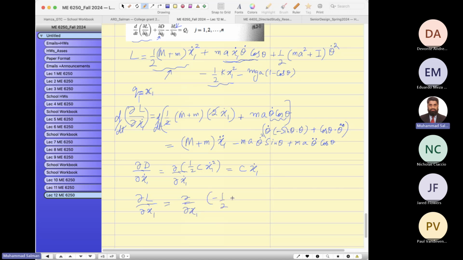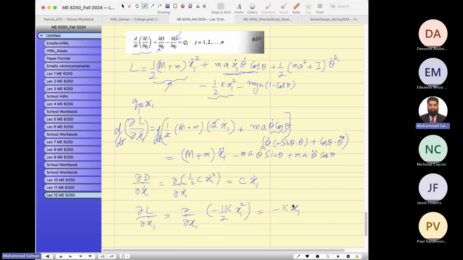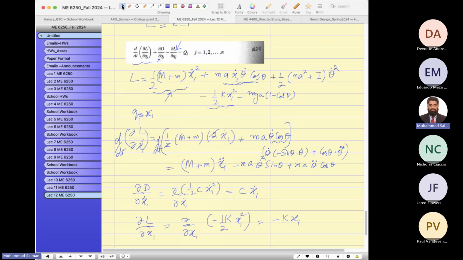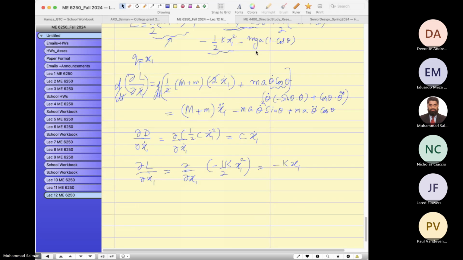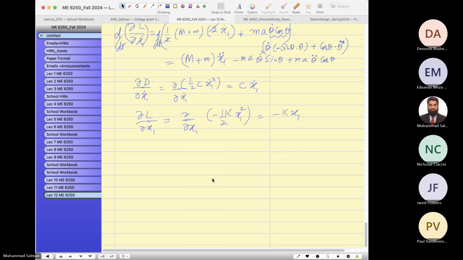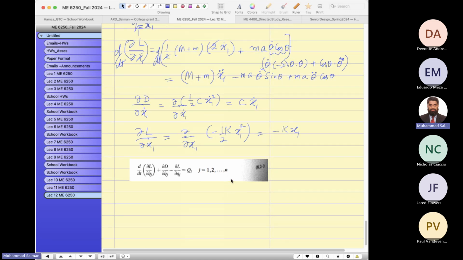Minus one half, sorry, this is k, k x1 squared, and that gives minus k x1. So we have finished this one. Let's complete the first equation of motion. Let me grab Lagrange's equation here and do the math. I'm going to grab all these terms for your help here. This is my first term.